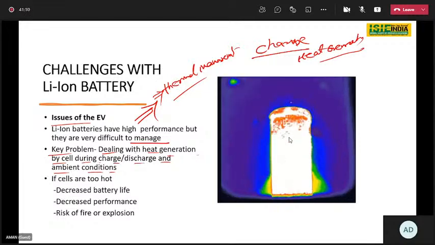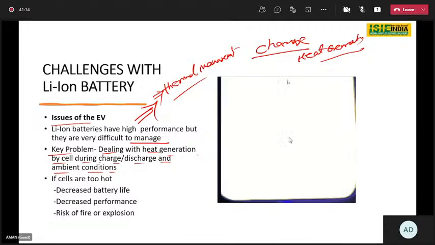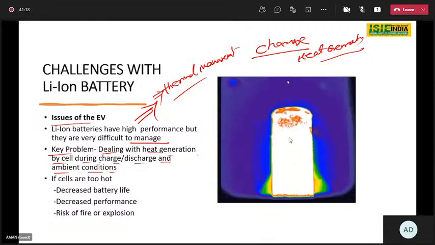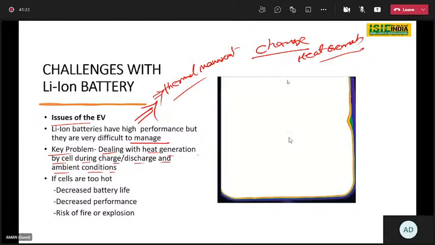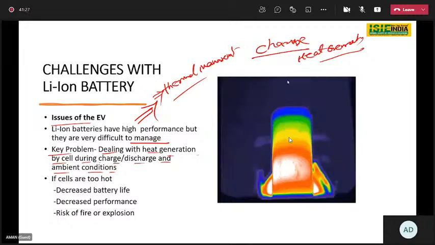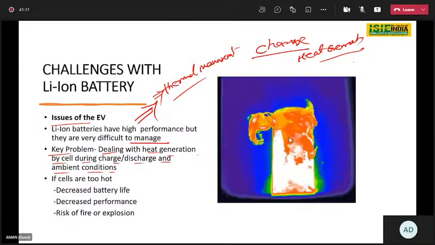Okay. Due to heat generation, the cell, or let's say the overall battery pack, will show a rise in temperature. At the same time, while you're working with the battery, if you are drawing power, your battery pack, or let's say the individual cell, will show some rise in temperature. Okay.